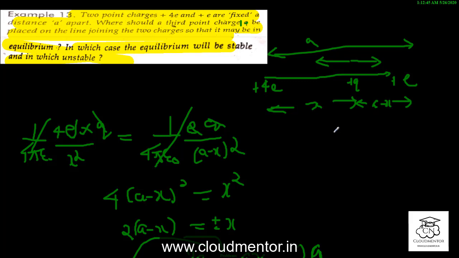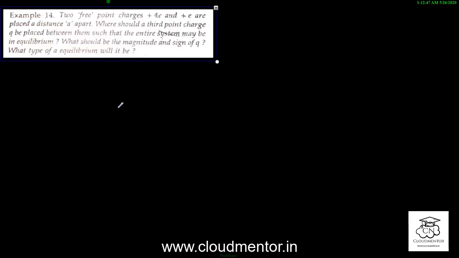And moving to the next question: two free point charges plus 4e and plus e are placed at a distance a apart. Isn't it the same question? Oh no, I placed it between them. I mean, where should a third point charge q be placed between them such that the entire system may be in equilibrium? And what should be the magnitude and sign of q? What type of equilibrium will it be?